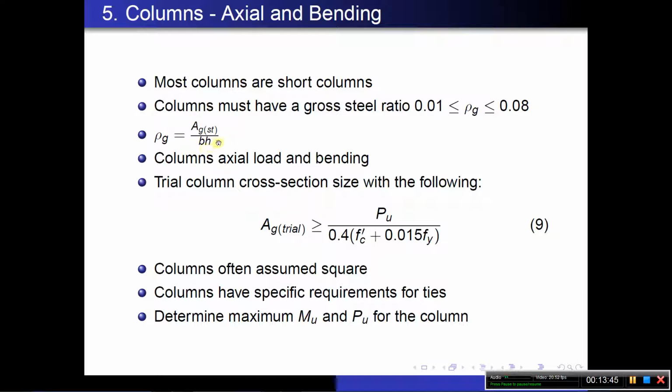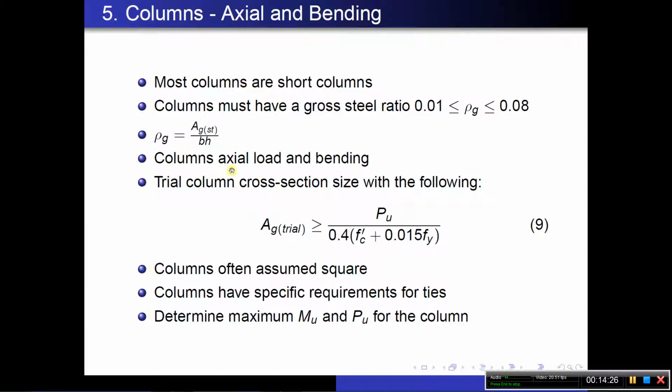So you can tell that by the fact that rather than having B times D on the bottom of this ratio, we have B times H. And this steel, the gross area of steel on the top of this expression, is not just the steel in the tension zone. It is steel that is evenly distributed throughout the cross-section of the column. And we're going to see some examples of that later. But just remember, this is the total area of steel that is in the cross-section for a column.